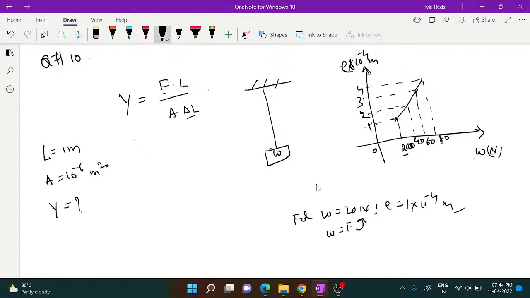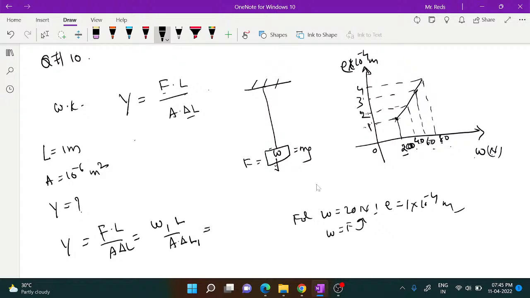With these values of length and area, how do we find Young's modulus? We know that Young's modulus Y is equal to F L by A into delta L, where force is nothing but the weight, equal to mg. For any one of the weights you can consider. For 20 Newton, this is the extension. You can take it as W1, W2, W3 like that. So Y is W1 L by A into delta L1, where extension is taken as delta L1.